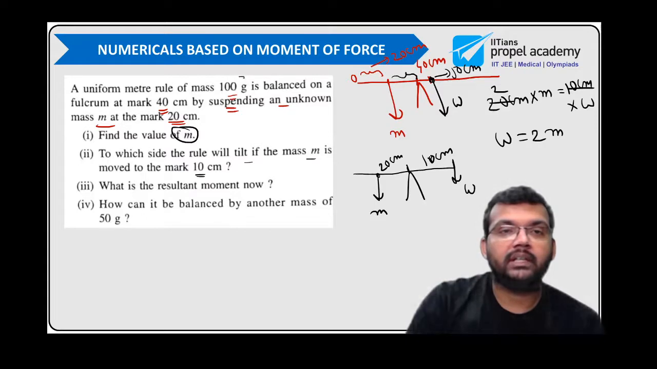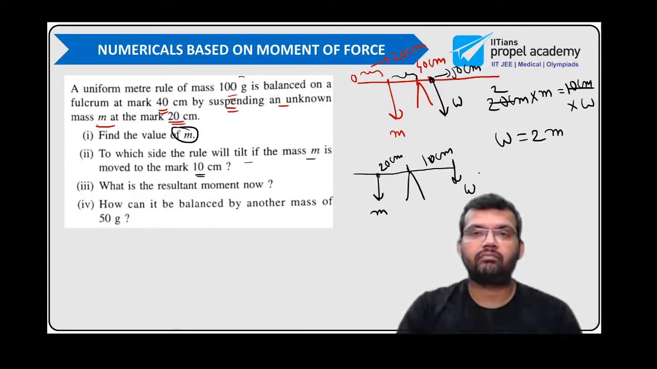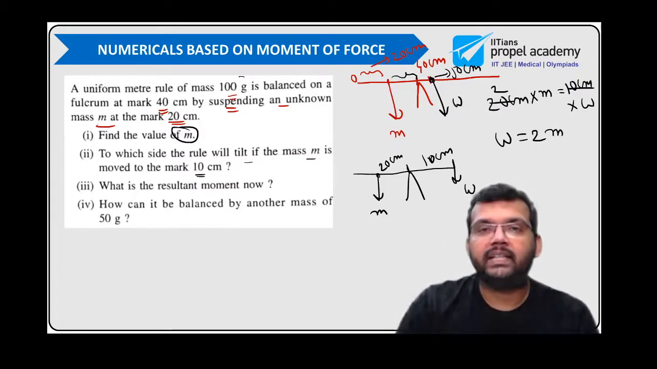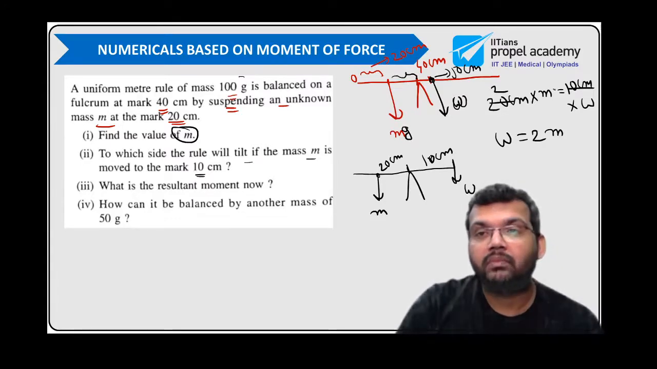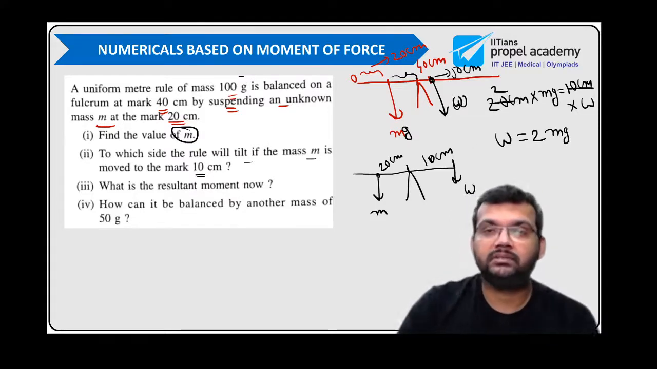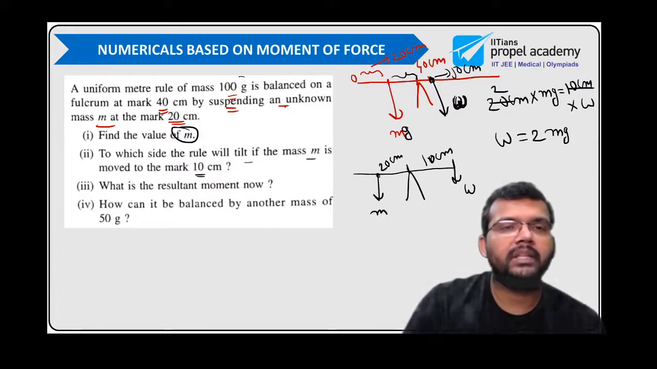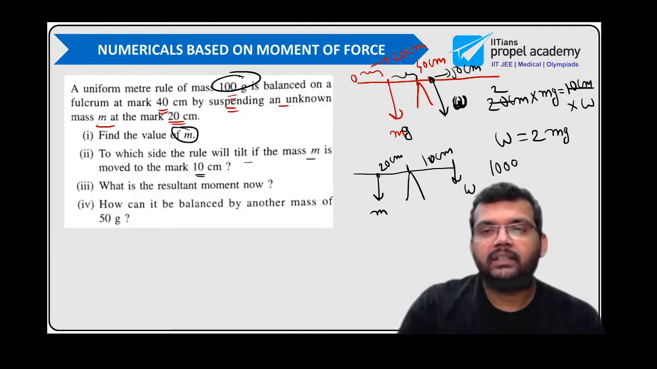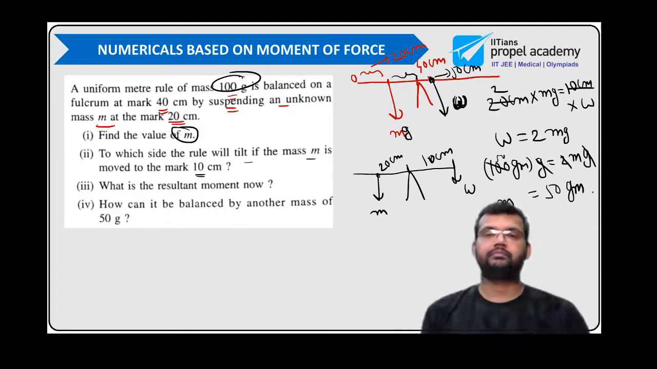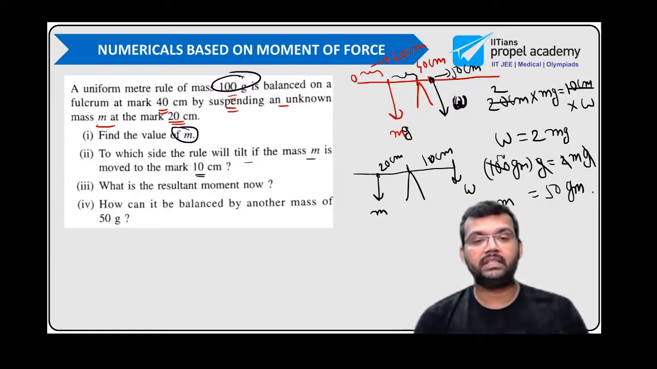Okay, so W is what here? Once again, W is weight, m is mass. So in place of m you have to write mg, because mg is weight, that's the unit of weight. So if you write now, the weight of the uniform meter rule is 100 gram, so 100 gram into g equals 2mg. g cancels, so m equals 50 gram. So the mass of the object is 50 gram.